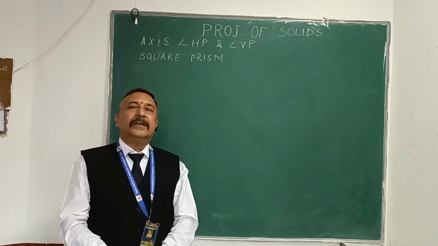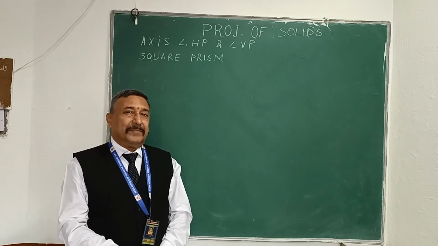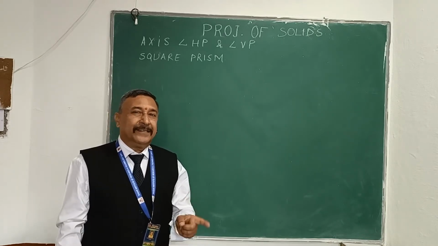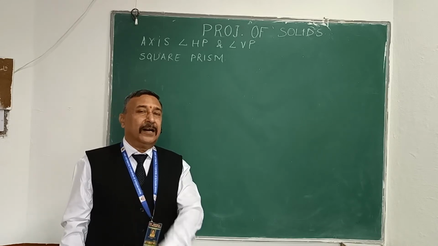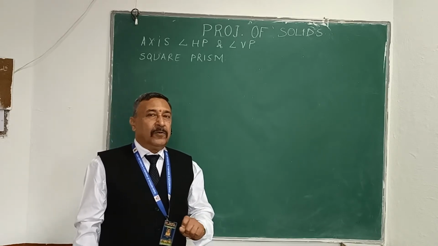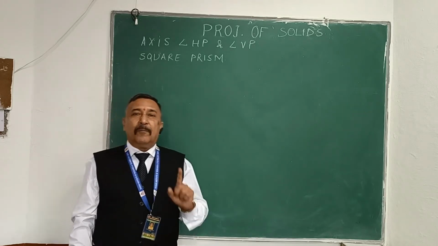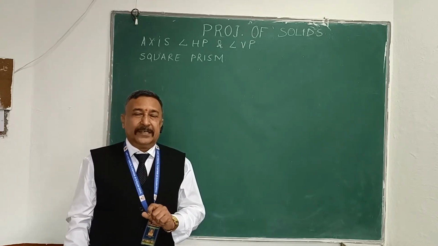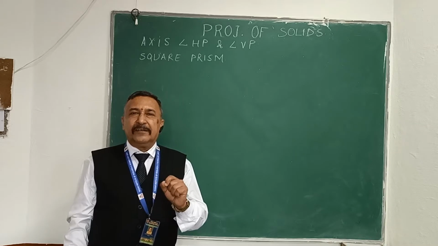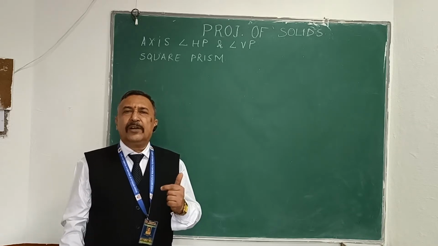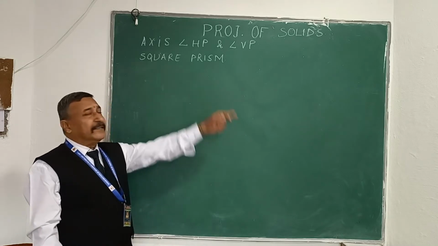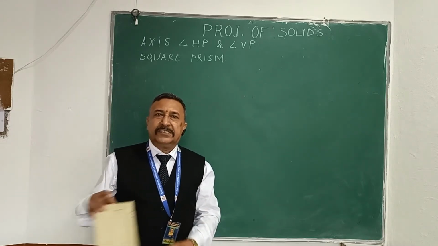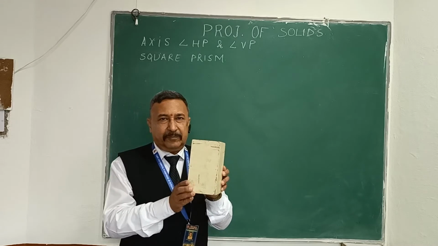As you remember, last time I have taken axis inclined to only one reference plane and parallel to the other. But now the axis is inclined from both reference planes. So how the position will take place and how we draw the projection. I am taking an example of a square prism. See, this is a square prism.